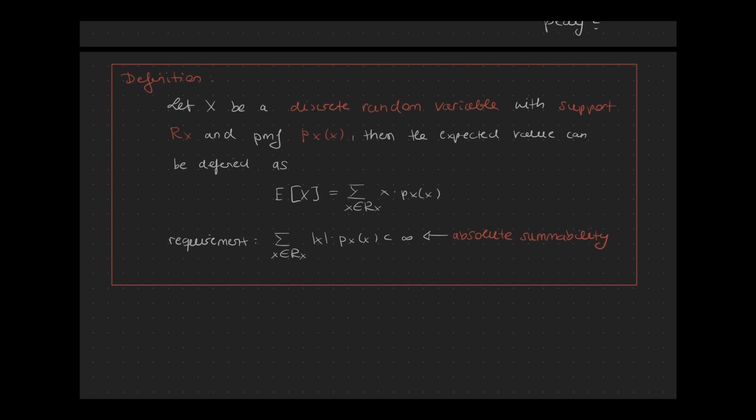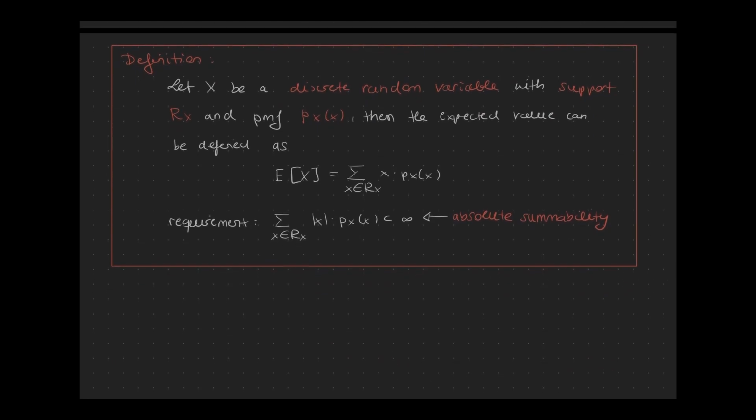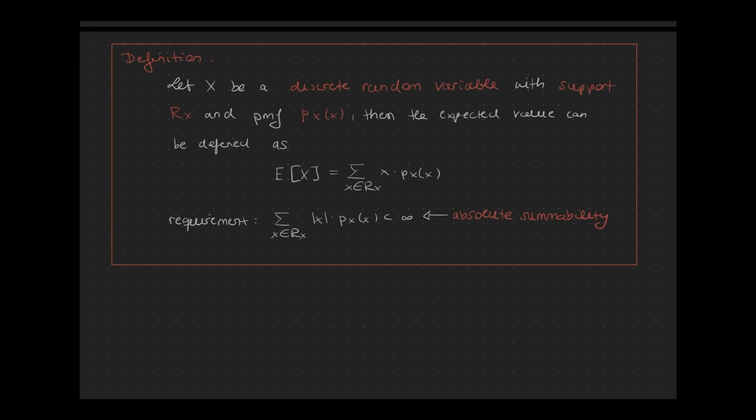Let X be a discrete random variable with support R_X and probability mass function P_X(x). Then the expectation value can be defined as E[X], which is equal to the sum over all realizations of x times P_X(x). And we also want to have an additional requirement, that is, the sum over realizations of the absolute value of x times P_X(x) should be smaller than infinity. This is also called absolute summability.